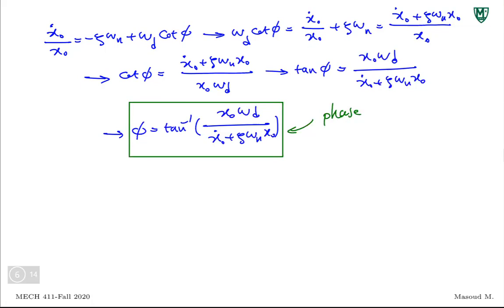As long as I know the system's initial velocity, the system's initial displacement, and the damped natural frequency and natural frequency, which I can calculate knowing the system characteristics, I can find phi. The next step is to find A. I guess I can just stop here and find A next class.